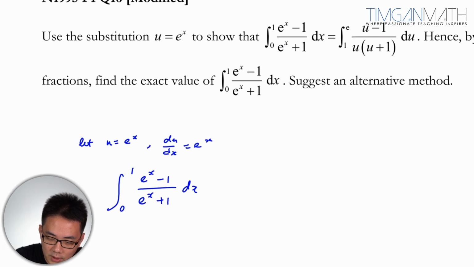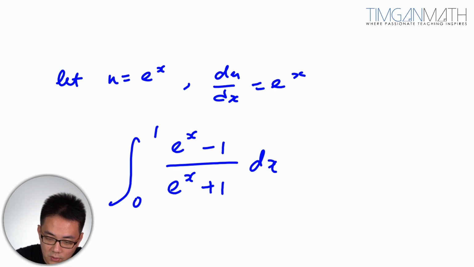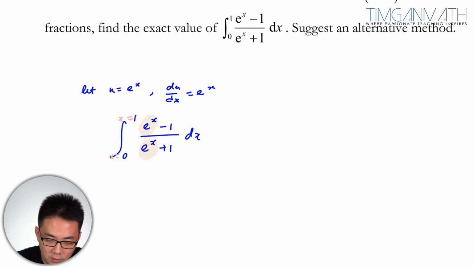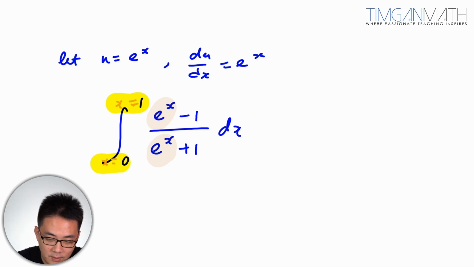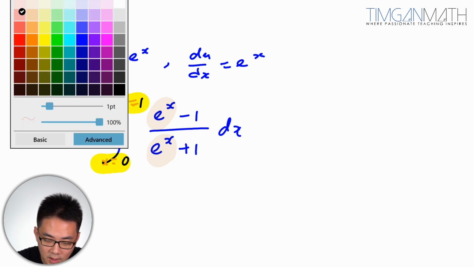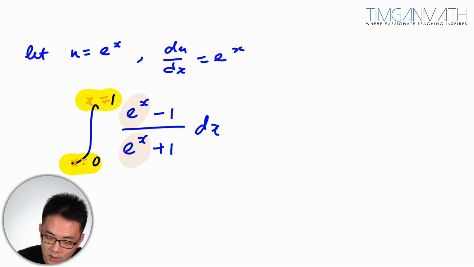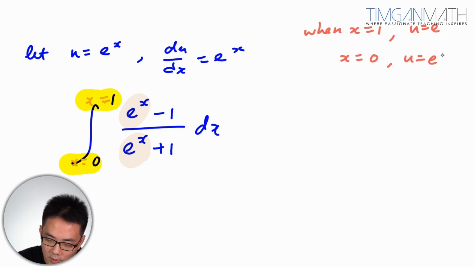This is important in the sense that we need to change this to u. This is u. And remember, this is x equals 1 and x equals 0. So if you change this to u, this boundary condition needs to change as well. You need to change to u. This is something which students always forget to change, which is the boundary condition here. So let me just write it down nicely for you. This part here will be when x equals 1, u equals e, and when x equals 0, u equals e to the power 0, which is 1.